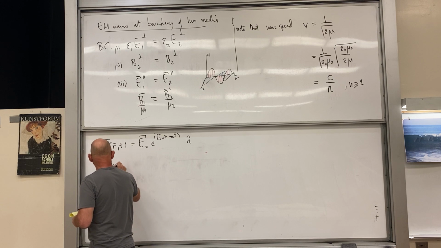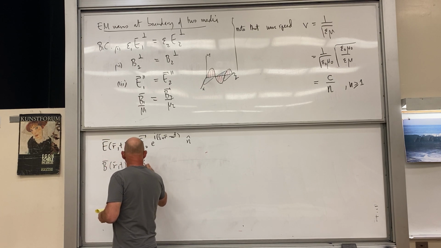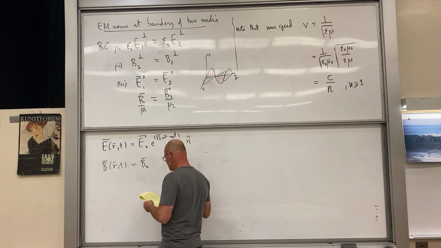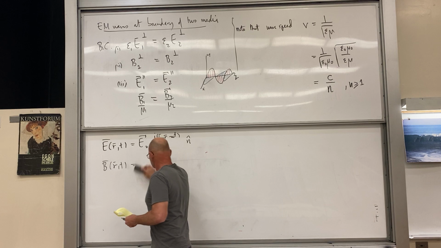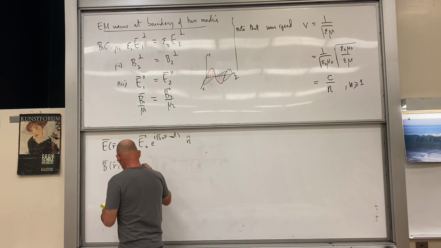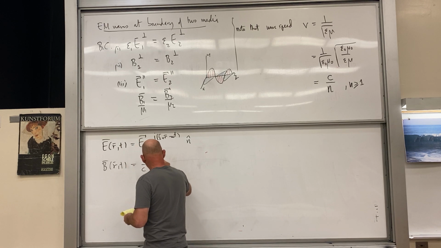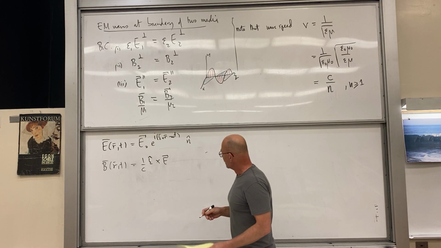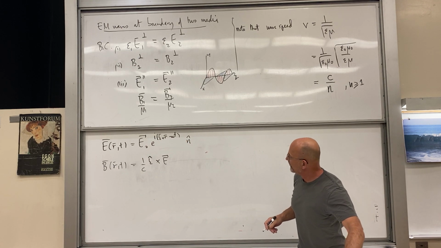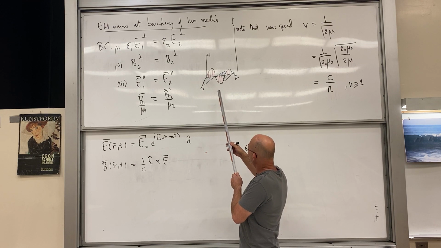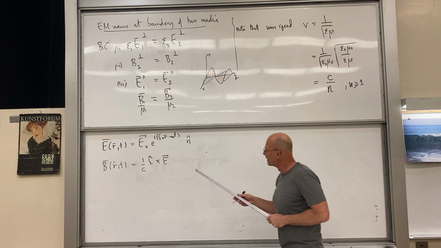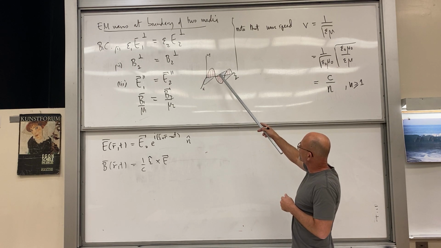B, in fact, I'm going to skip that. It can just be written as K cross E. So this is useful. We've just got the cross product of the direction of propagation with the E field giving us the B field, just as up in this picture here.